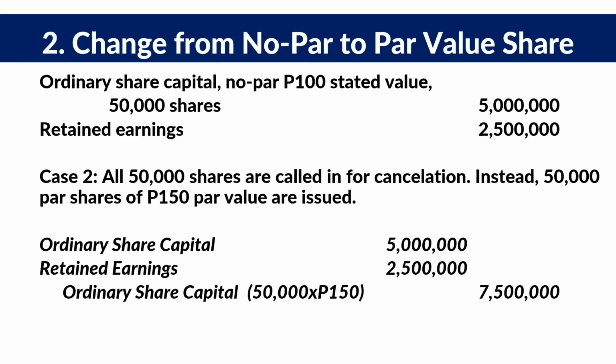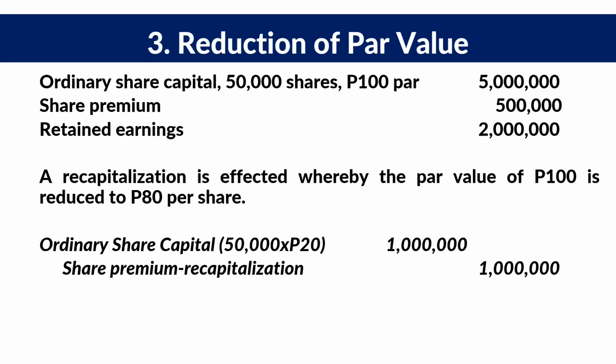So next is, the next case is, what if we reduce the par value? So in this example, from 100 par value, their proposal is to make it 80 pesos per share. So what do we do? So our original par value, which is 100, is now being reduced to 80 per share.